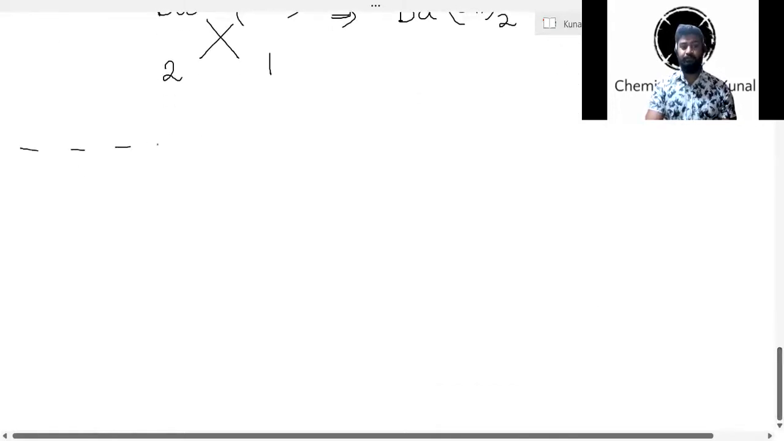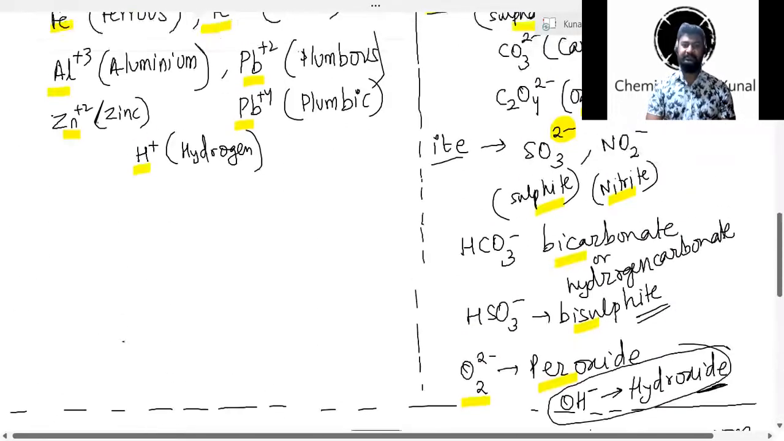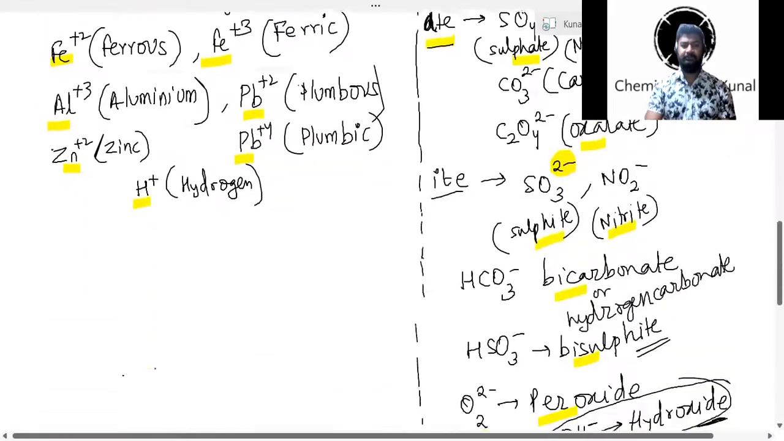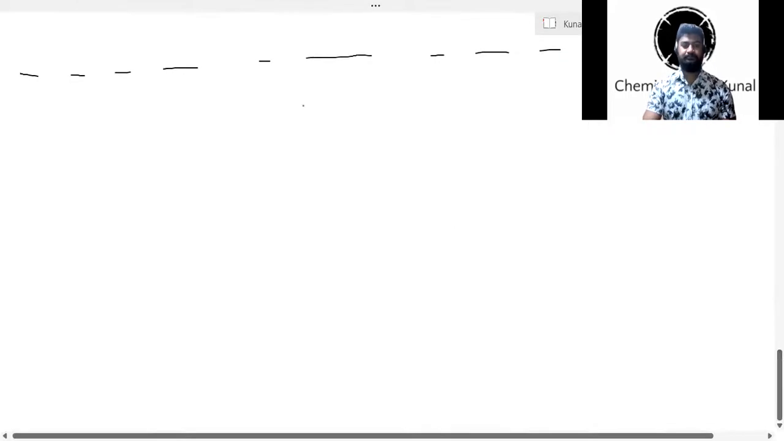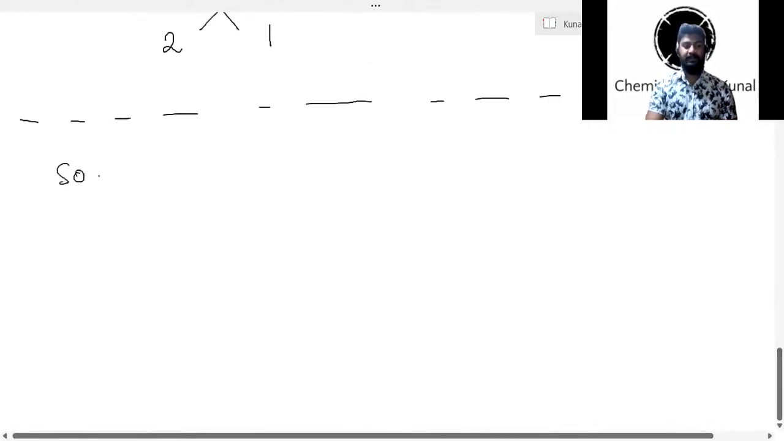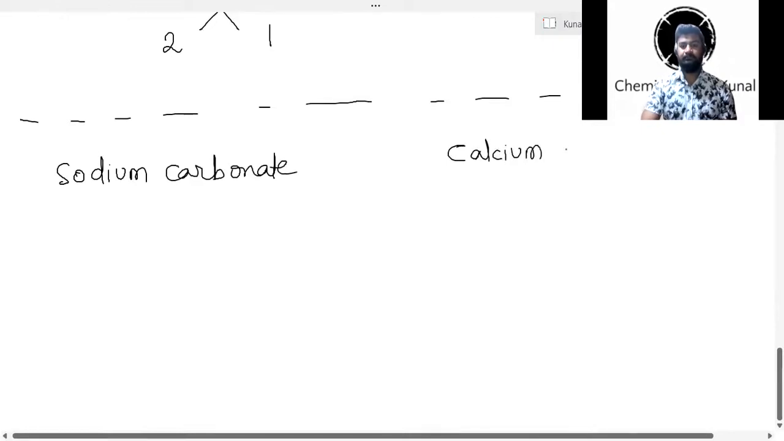Now it's time for you to do some questions. Keep that sheet that I gave you in the last class handy, keep it ready, because we will be needing it to answer the questions. I'm writing some compounds now. You need to write their formulas for me. Sodium carbonate, calcium carbonate, magnesium hydroxide, and then aluminum nitrate.